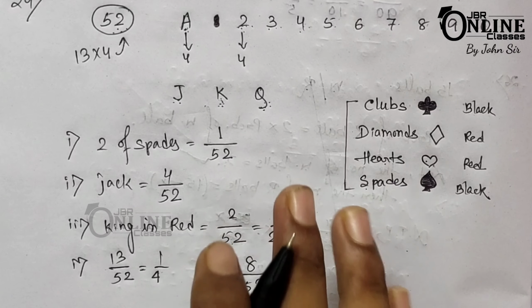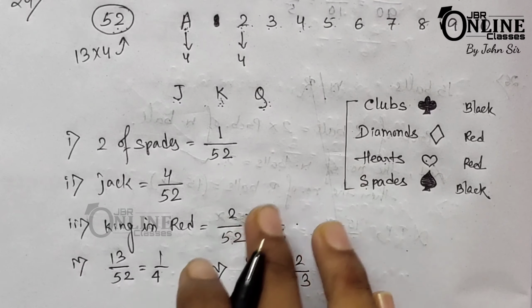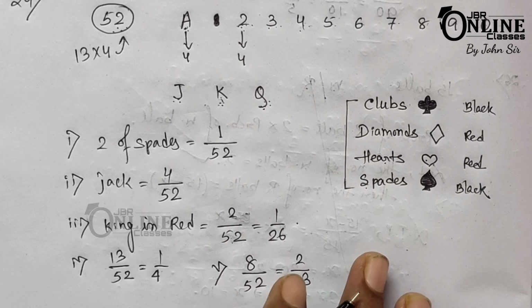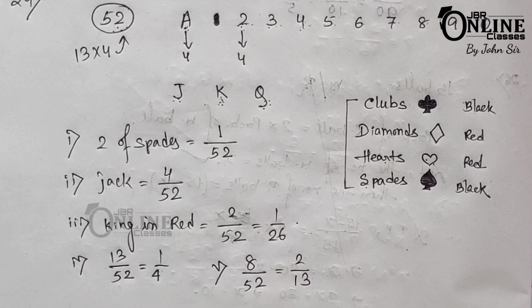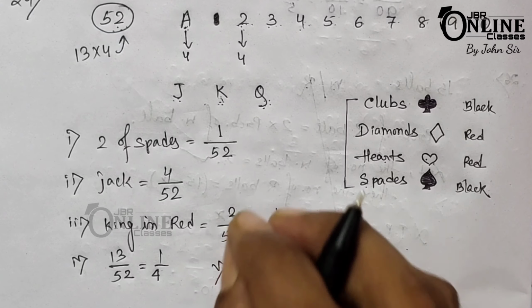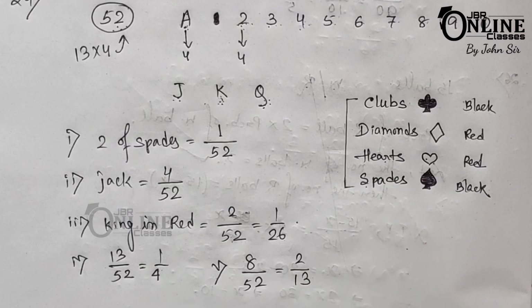It's very easy. First you have to find out the number of cards required and then divide by the total number of cards. In each and every case, the total number of cards equals 52. So you only have to find out the number of cards which is required.